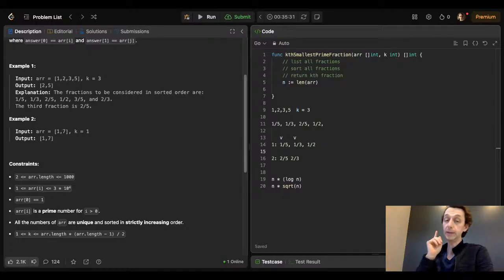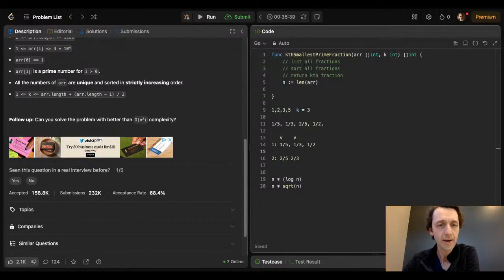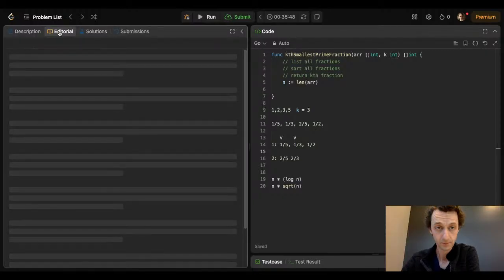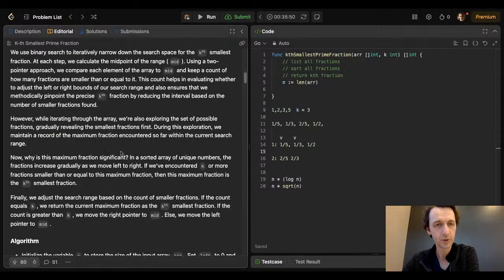My interim conclusion is that this high acceptance rate came from people submitting the brute force solution. Is there any editorial? Yay, editorial. Yeah, so binary search.